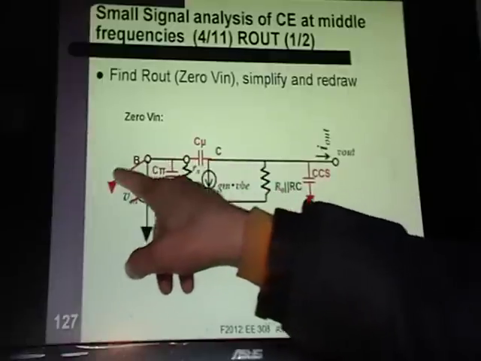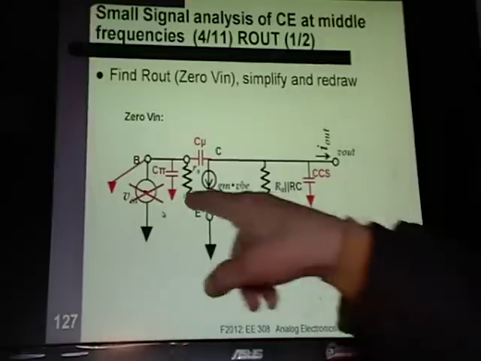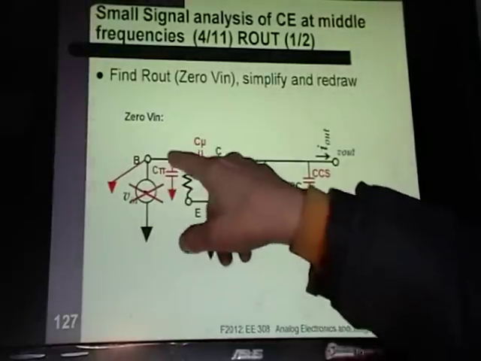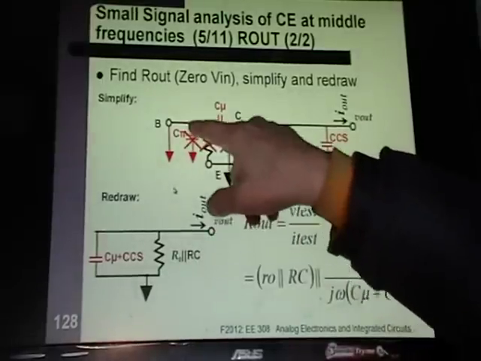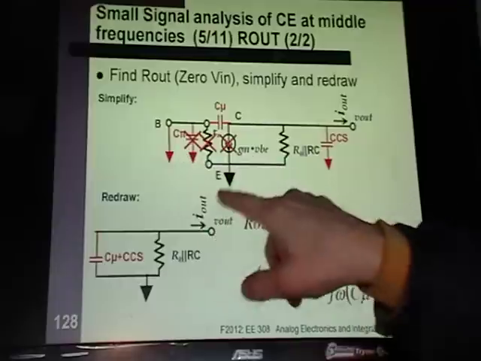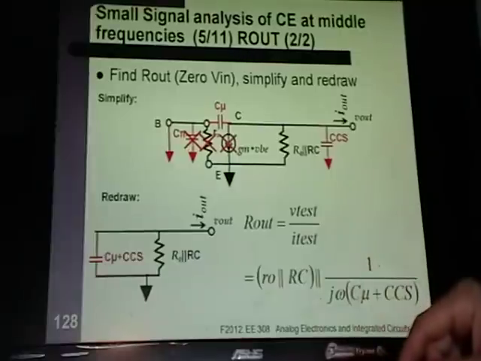So here I've zeroed the input. If I zero the input, this goes away. Now we have 0 volts on both sides of this capacitor, so you get to get rid of this capacitor. You have 0 on this side, 0 on this side. If you look at R pi, it's the same thing: 0 on this side, 0 on this side.